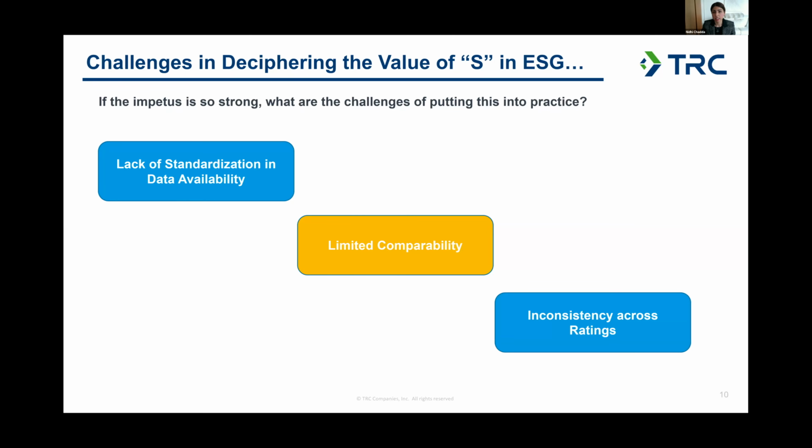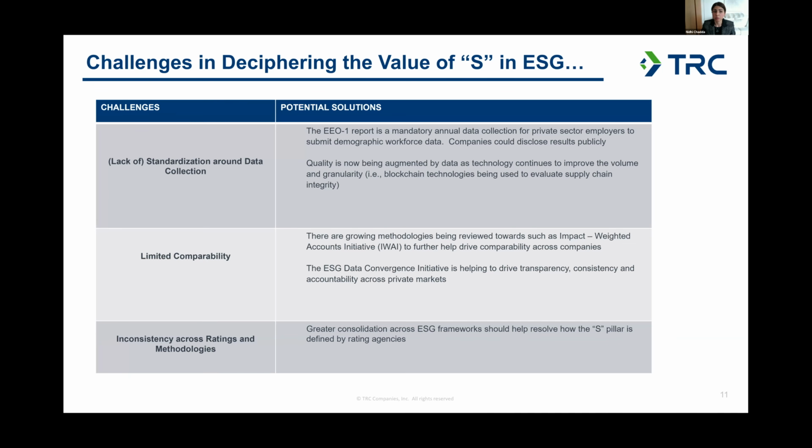And lastly, there's inconsistency across ratings. The inconsistency across ratings really stems from the lack of one solid definition that companies can use to compare and benchmark their own practices, and investors can utilize as well. This confusion has led to a lot of ratings having different views on specific companies, and it's made it very challenging to really assess a company's overall social factors and level of potential improvement that they could continue to drive.